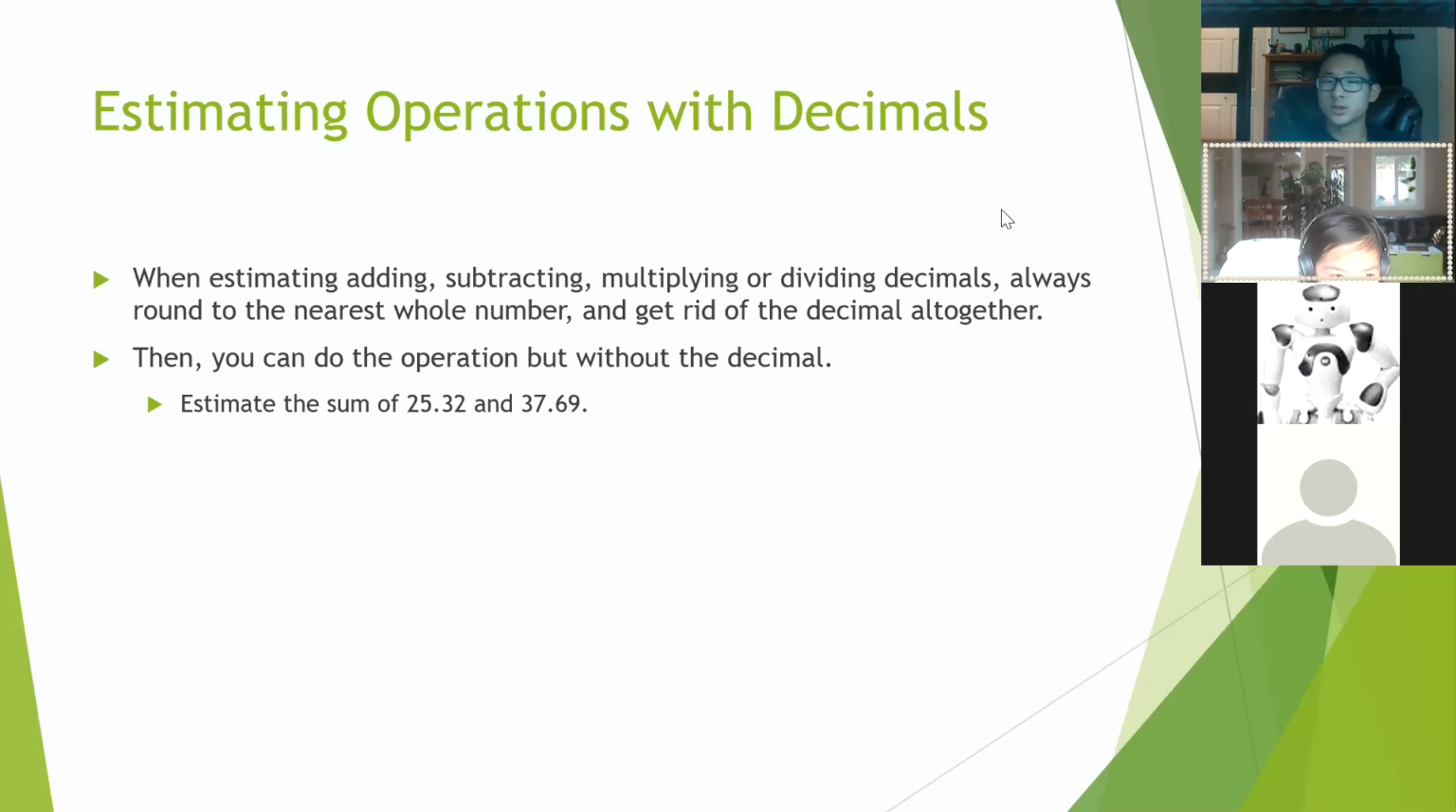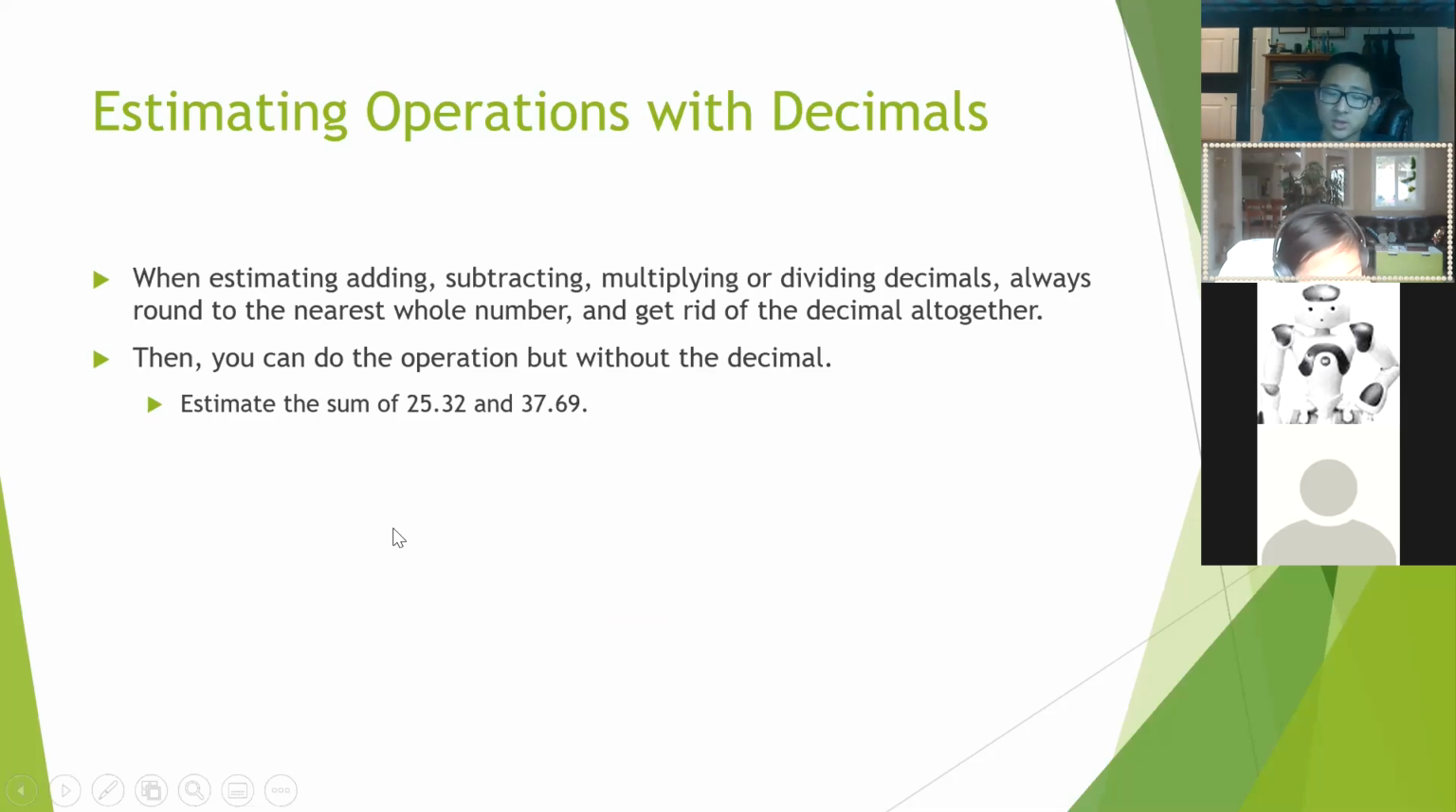Estimating operations with decimals. Now, this is basically the same thing as regular estimating and rounding, but you have to round to the nearest one. When estimating, adding, subtracting, multiplying, or dividing decimals, always round to the nearest whole number, and then you can get rid of the decimal. And then you can do the operation, but without the decimal.